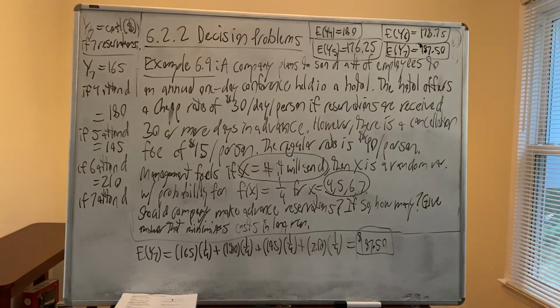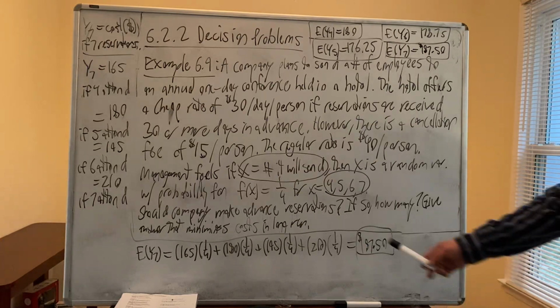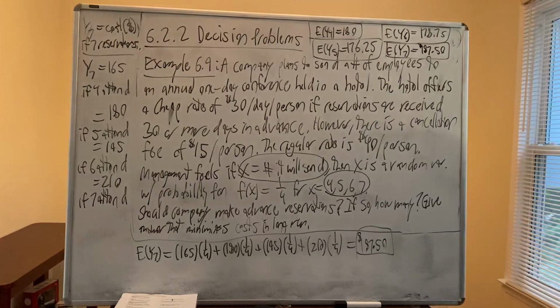If they didn't make any reservations, then they would just be paying $40 each time. So it would be 40 plus 50 plus 60, 70.